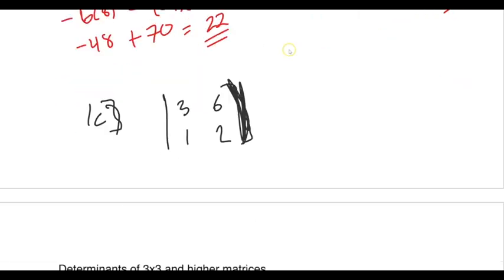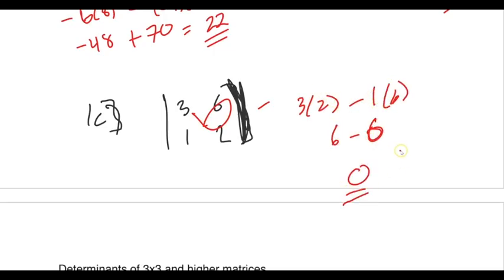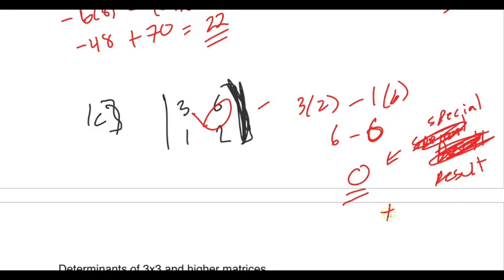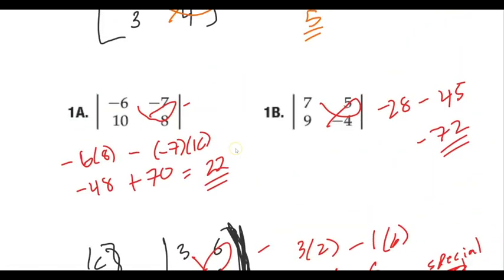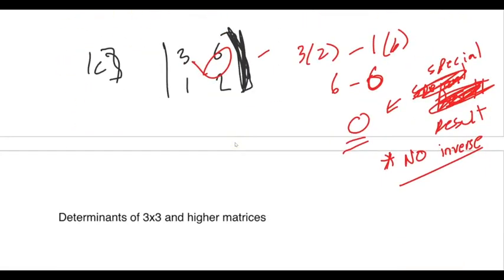Right here, down minus up, 3 times 2 minus 1 times 6. In this case, I get 6 minus 6, which is 0. And that's actually a special result. It means you have no inverse. And we'll talk about that more in the next video. But keep that in mind. The matrix says no inverse. We'll talk more about that later. That's how you do a determinant of a 2x2. Just down minus up. Down diagonal minus up diagonal.